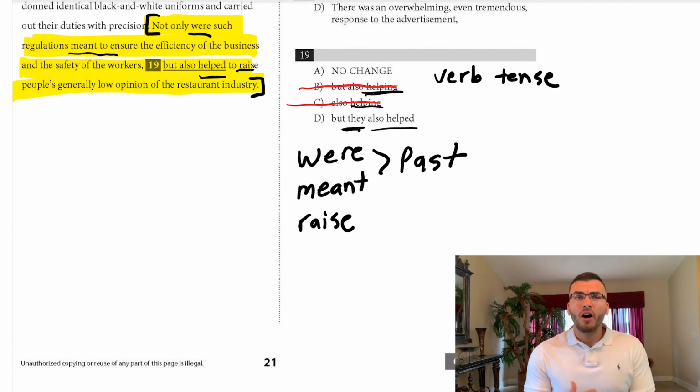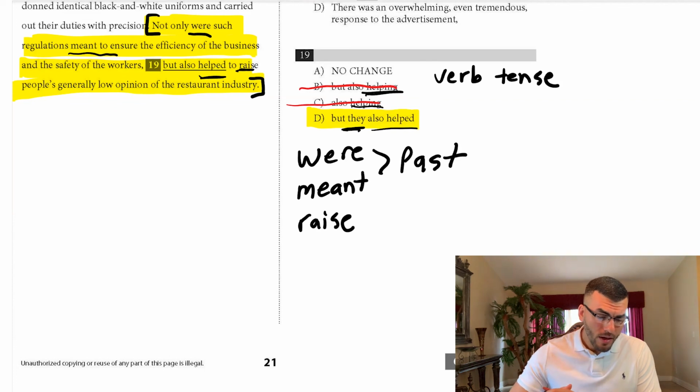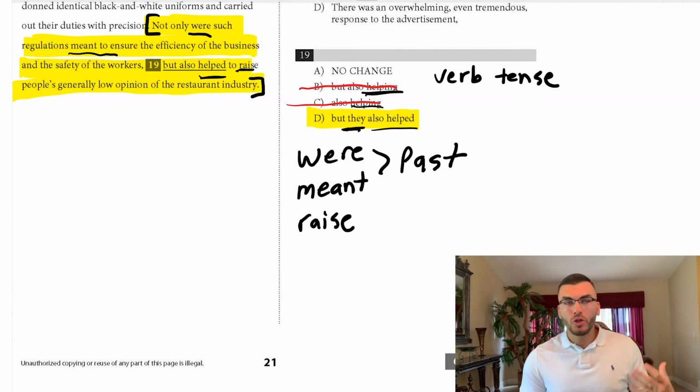Well, if helped is the same between A and D, what else sets A and D apart? Go back and compare A and D again to see what's changing. D has the word they, the pronoun they. And D is the correct answer because who or what helped to raise people's low opinion of the restaurant industry? Not only were such regulations meant to ensure the efficiency of the business and the safety of the workers, but also helped to raise people's low opinion. It's not as clear what helped people's low opinion.